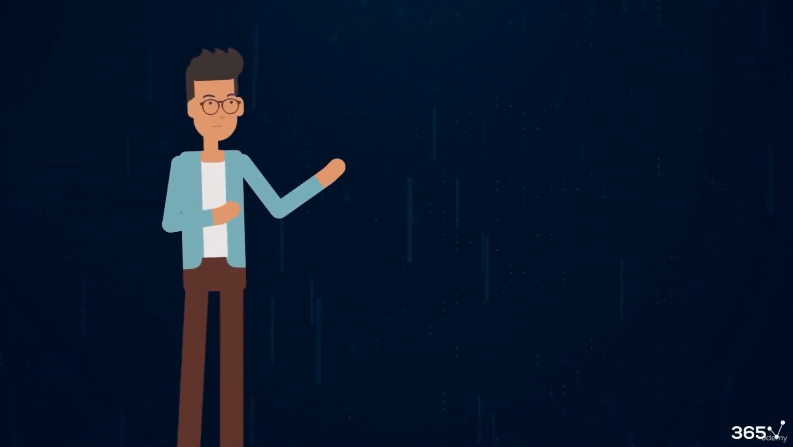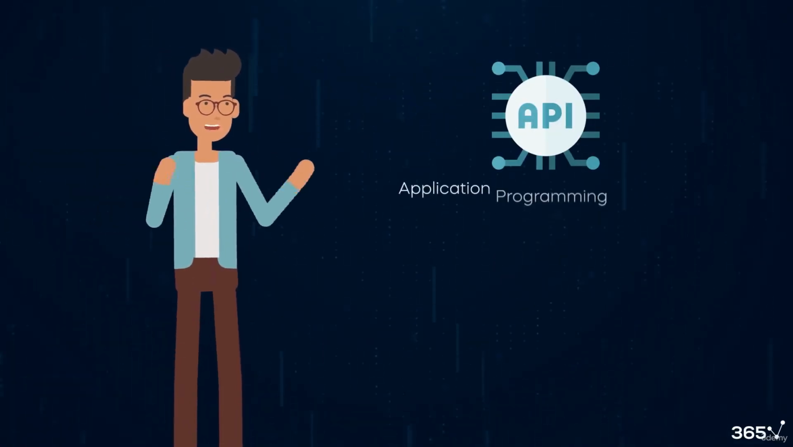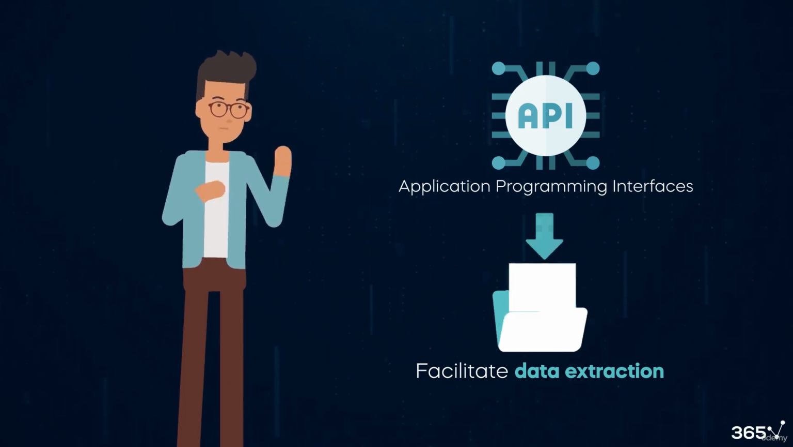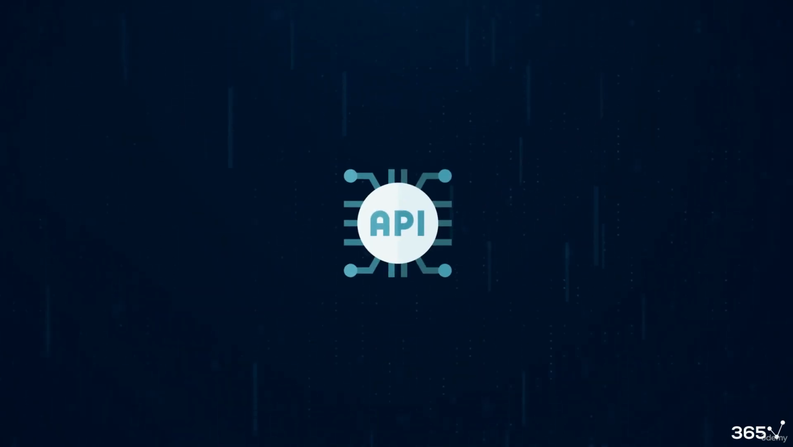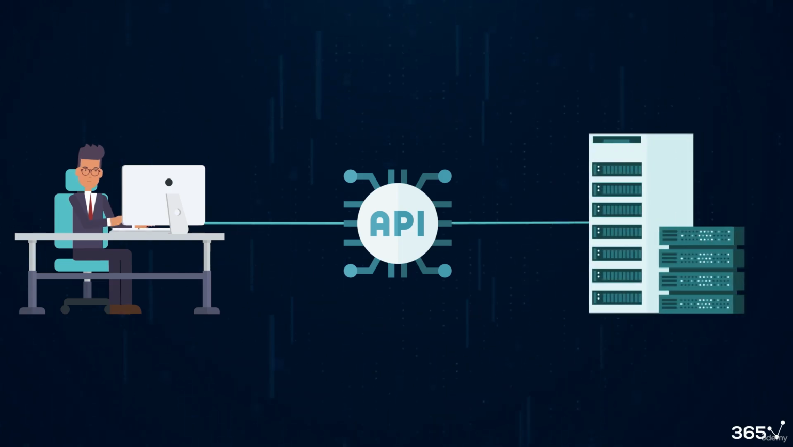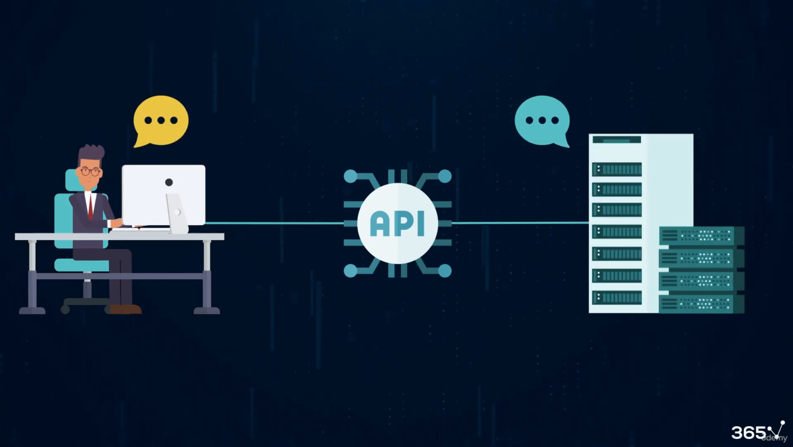Some website owners use APIs, application programming interfaces, to facilitate data extraction. An API serves as a bridge between a client, like your computer, and a server, enabling them to communicate. The client sends a request across this bridge, and the server responds with the required data. Consider the usefulness of this.